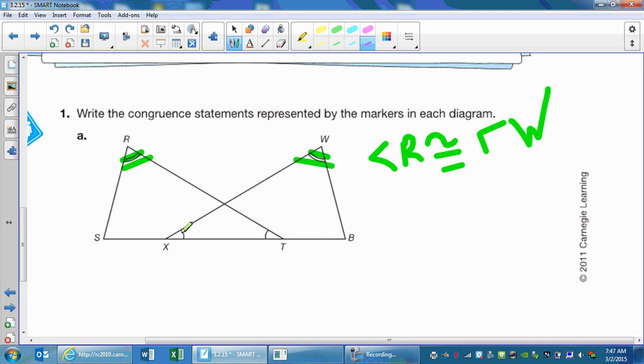The next one is here and here. But we can't just say angle X is equal to angle T, because look, there's two different angles that measure it up, and they're talking about the small angle. So we'll have to say angle WXT is congruent to RTS. So let's go ahead and do that.